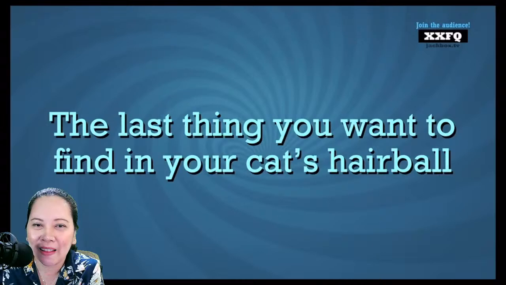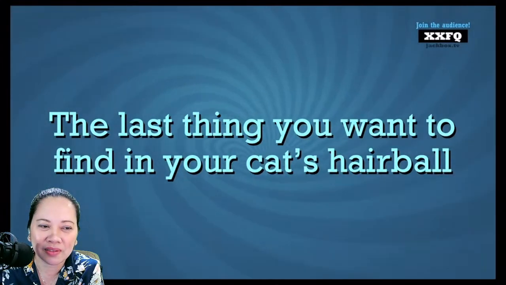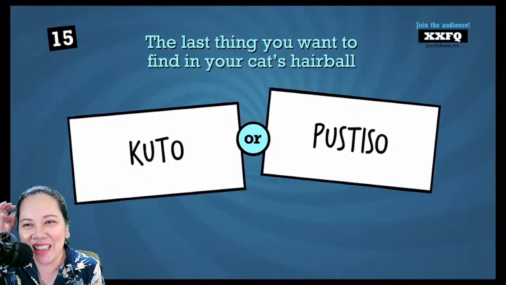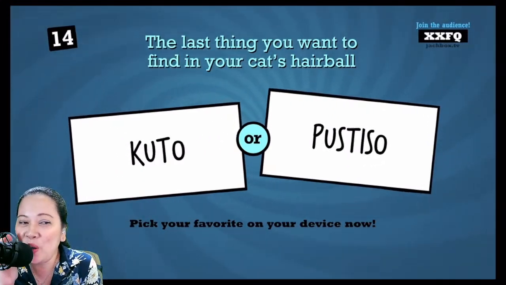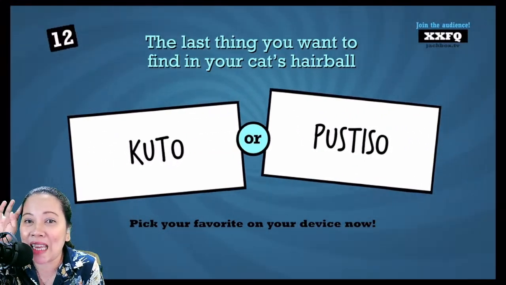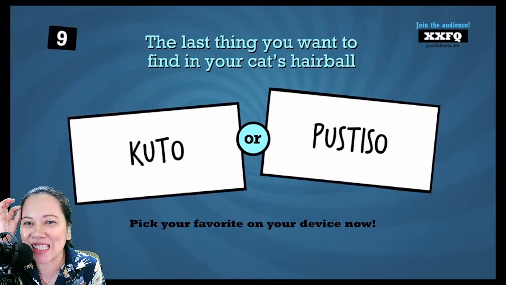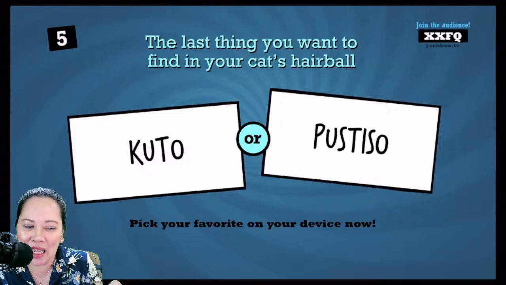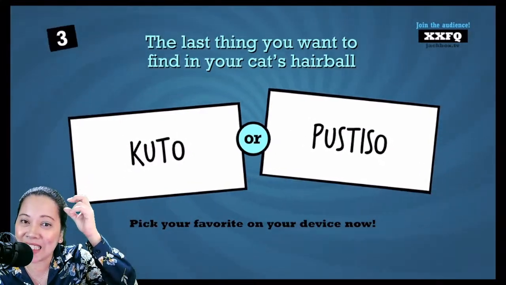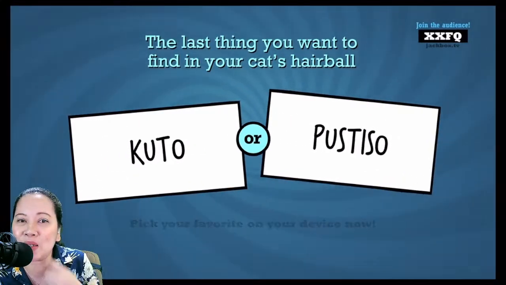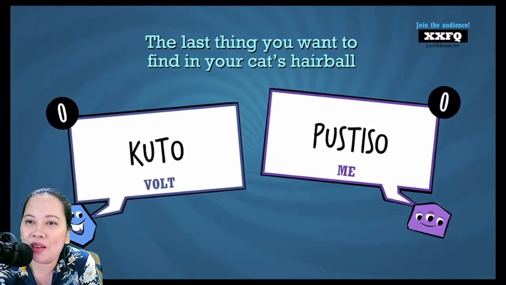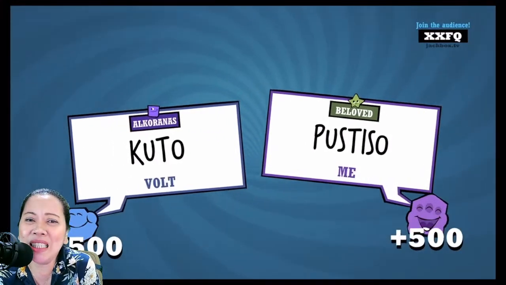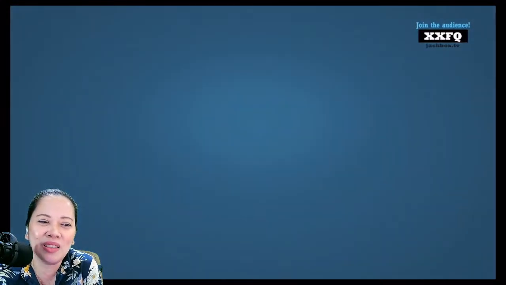Okay, next one. The last thing you want to find in your cat's hairball. Yeah, it's okay. It's voting time. Kutu. Okay, for those who don't understand, kutu is lice, and then pustizo is fake teeth. Okay, kutu is lice, ticks, and pustizo is fake teeth. Someone didn't answer. Someone didn't vote.